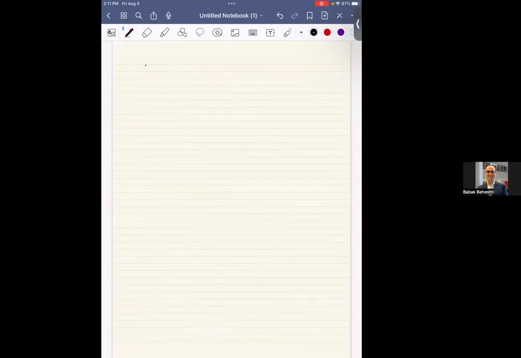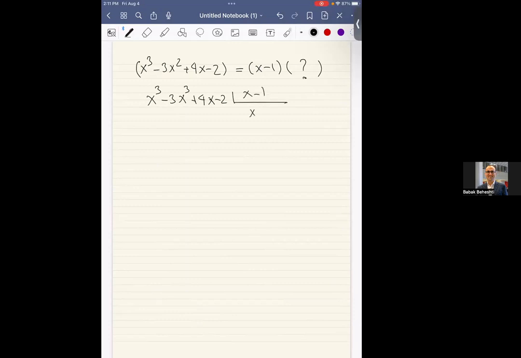We want to factorize x cubed minus 3x squared plus 4x minus 2. I know one of the factors is x minus 1 times something, and I want to find the other factor. So I have to divide x cubed minus 3x squared plus 4x minus 2 by x minus 1. So it's x squared.